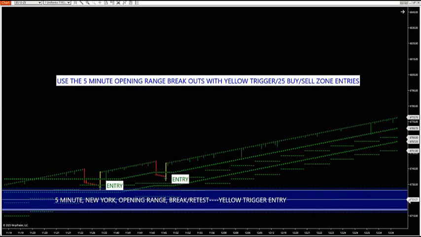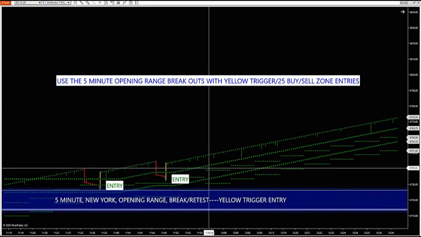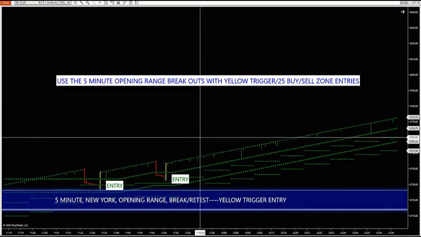Okay, guys, let's go over a quick video. Let's look at yesterday's price action. What I want to do in this video is look at the opening range, the New York opening range that opens up at 9:30 Eastern Standard Time, and how we can use it with the system.